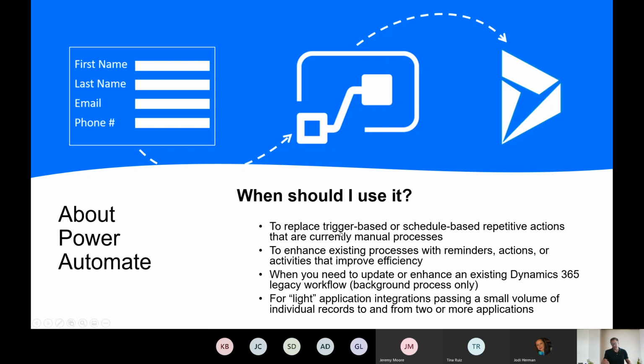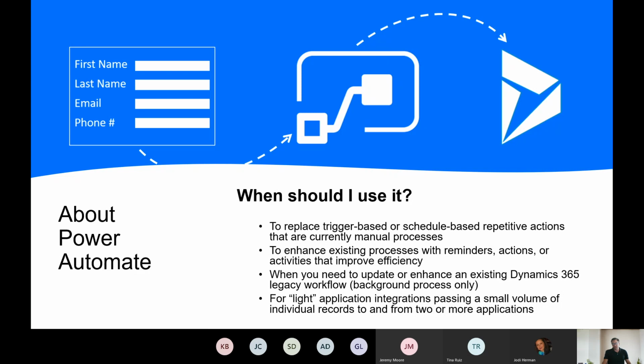But the trigger means if you update something, if you create something, if you delete something, that creates what we call a trigger to execute one of these flows. But as I mentioned, it can also be schedule-based as well. If you want it to execute on the hour, every day, every month, it doesn't matter.